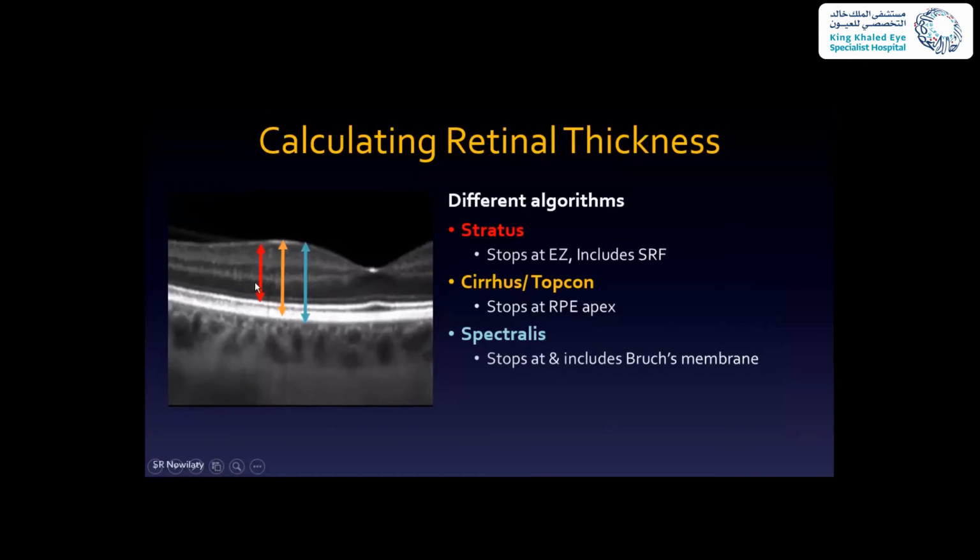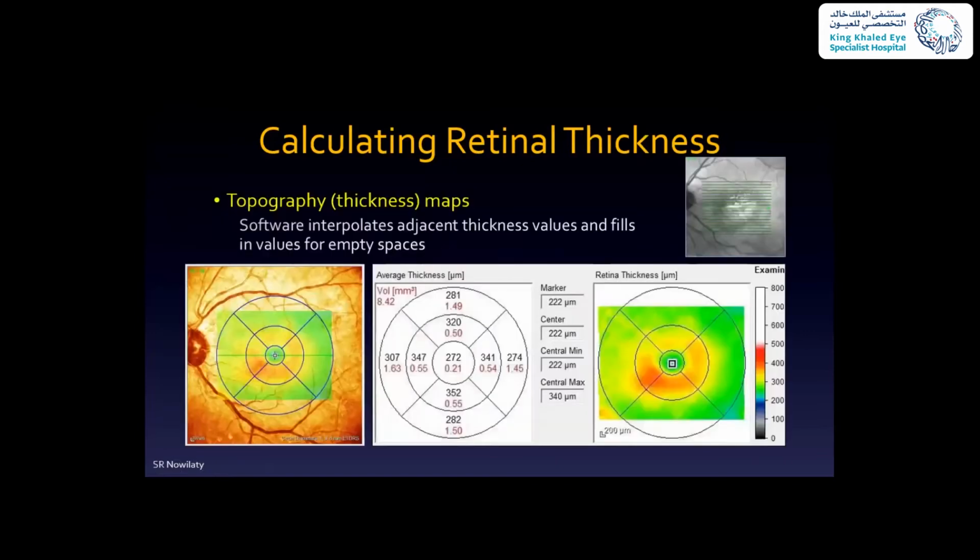What is considered normal? 280 microns for a foveal, for a central macular thickness, for instance, is considered normal at 280, but for Heidelberg, 300 can also be considered normal. So it's important to know that you cannot compare thicknesses between machines of different models.